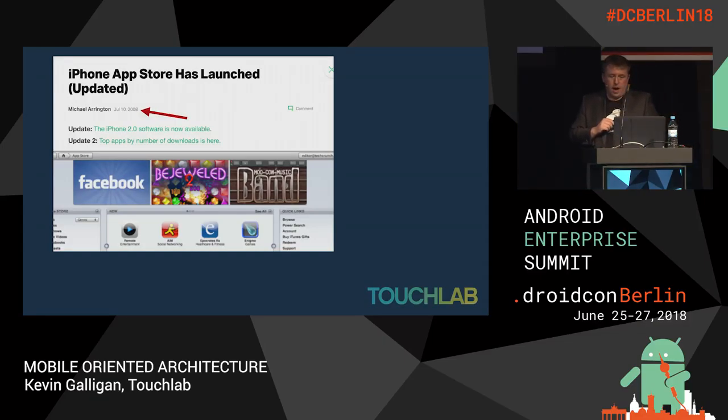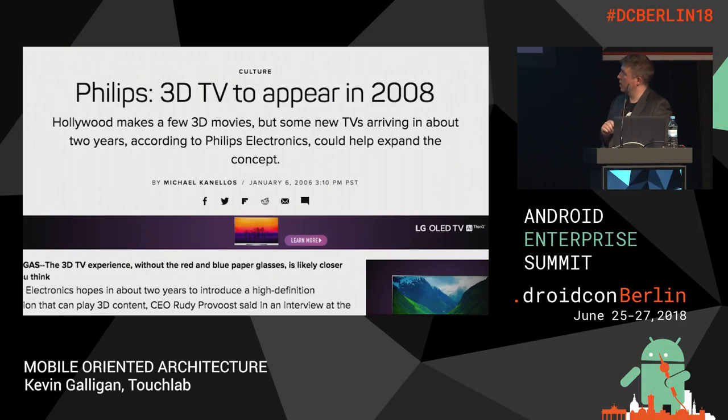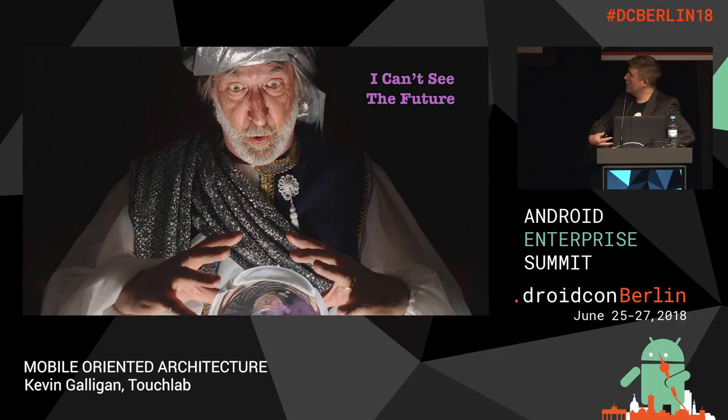I won't. So the App Store launched a couple weeks from now, 10 years ago, on the iPhone, and it had 552 apps. There are probably orgs building apps that have more than that themselves at this point. And just for some outside perspective, 3D TVs were just starting to be talked about as the cool next thing. And that went really well for everybody. So 10 years is a long time, essentially.